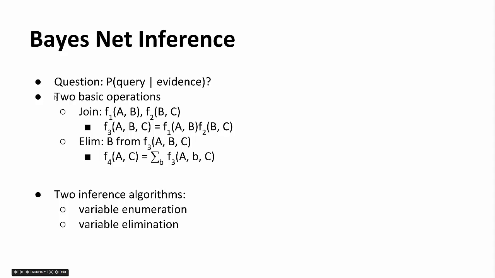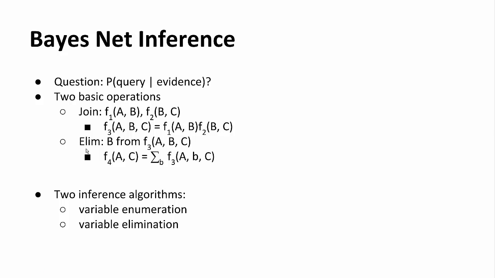To do this, we're going to be working with two basic operations. We have a join operation, which you can think of as basically a database join. You start with two factors, one factor that depends on A and B, and a second factor that depends on B and C. When you join them, you're basically just multiplying the two factors together while matching up the matching rows in B. You'll end up with a new factor that depends on all the variables, which for our case is just A, B, and C. So that's join.